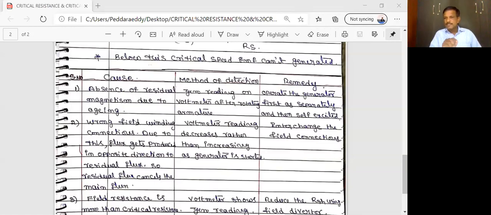Yesterday we discussed this. If residual flux is present only, then in its absence it is very difficult to start the generator. Why? Because if there is no residual flux, there is no EMF. If there is no EMF, there is no IF. With no IF, there is no flux. Without flux, we can't generate EMF. Okay? So absence of residual magnetism is due to the aging problem.